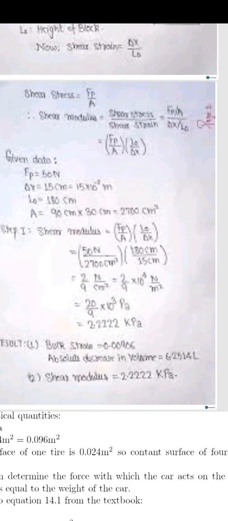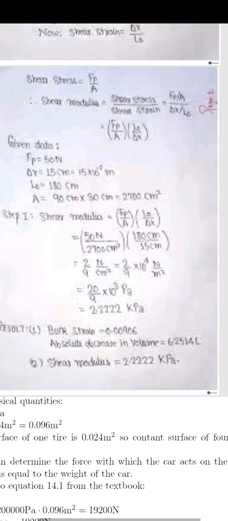Then we put where there is area as 270. And where there is delta X, we are going to put the change in X to be 15 centimeters. We're going to convert that 15 centimeters into meters. So once we do the computation, we will find the answer as 2.222 kilopascals. Okay, that's our shear modulus.